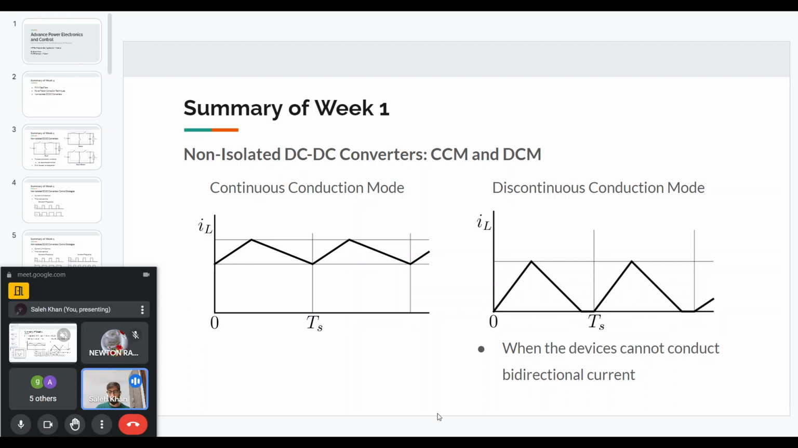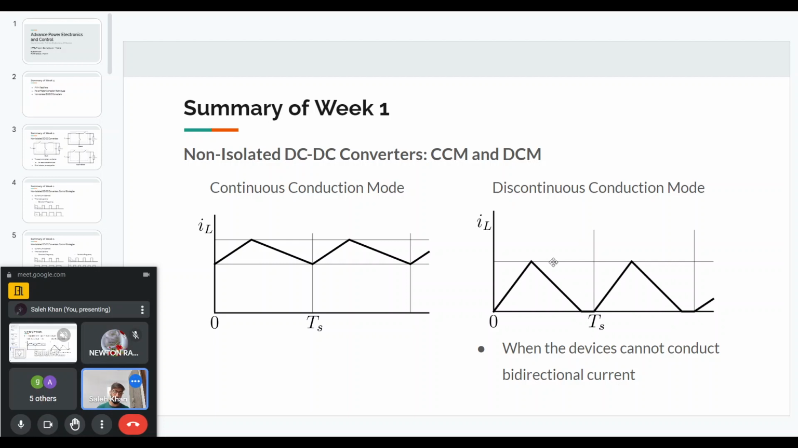The other thing I was talking about is CCM and DCM, so continuous conduction mode and discontinuous conduction mode. In continuous conduction mode, the inductor current remains positive; the inductor always has some current passing through it. In DCM, the inductor current goes to zero and then stays at zero for some time.